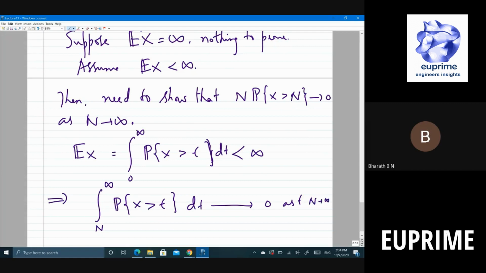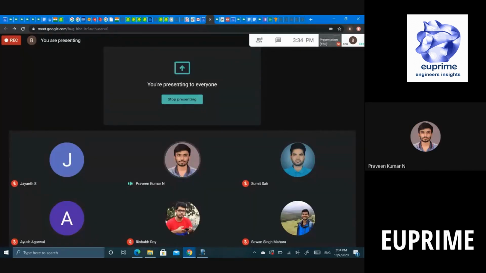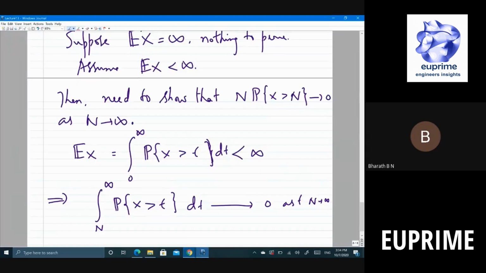Do you agree? Because if I'm integrating the function from 0 to infinity and that happens to be finite, then if you take a partial integral, that is from n to infinity, and take n to infinity, the integral should go down to 0. Otherwise, you will never get a finite answer, right? You will always get infinity as the answer. Do you agree? Yes, sir. Everyone? Yes, sir. Okay, Jayant? He seems to be not there.